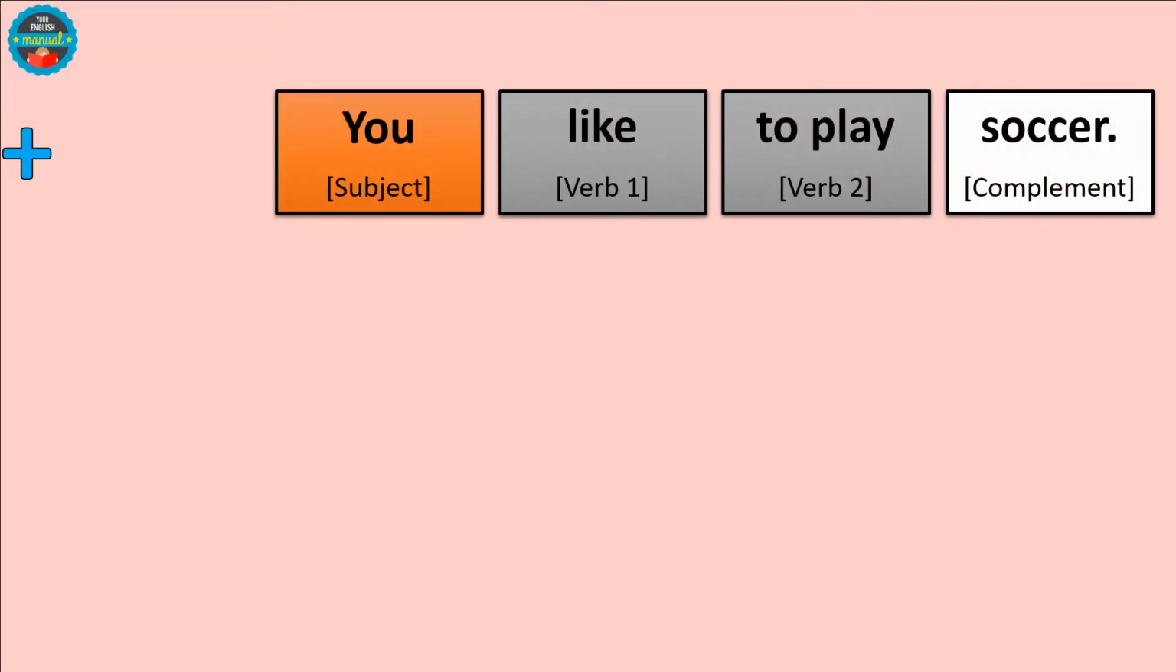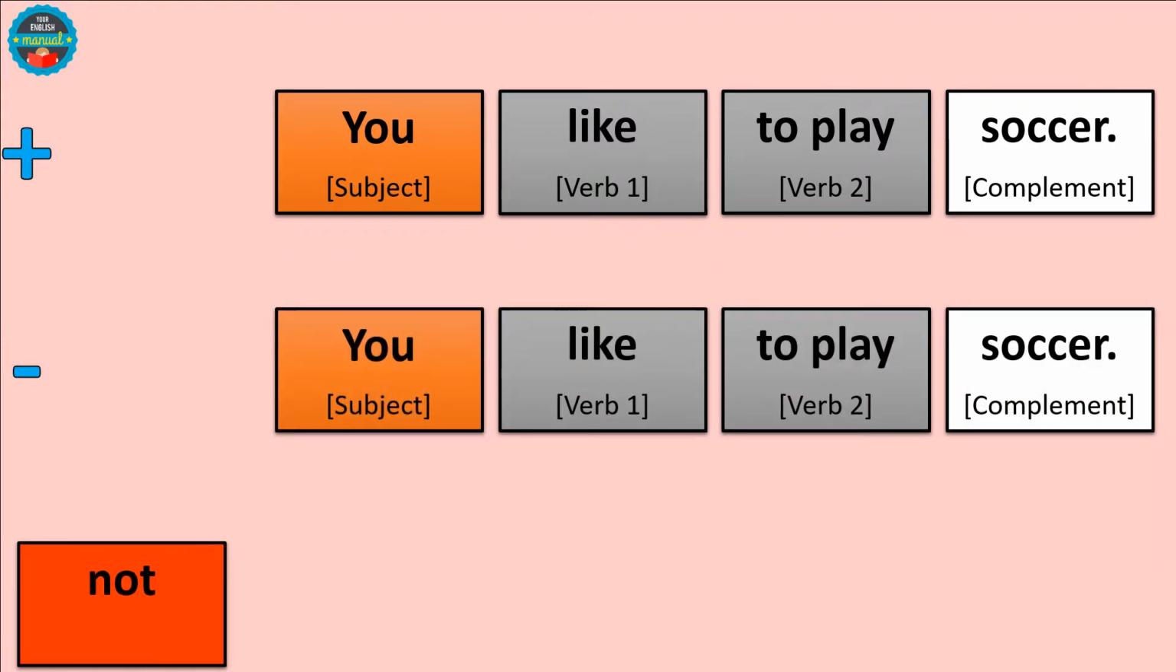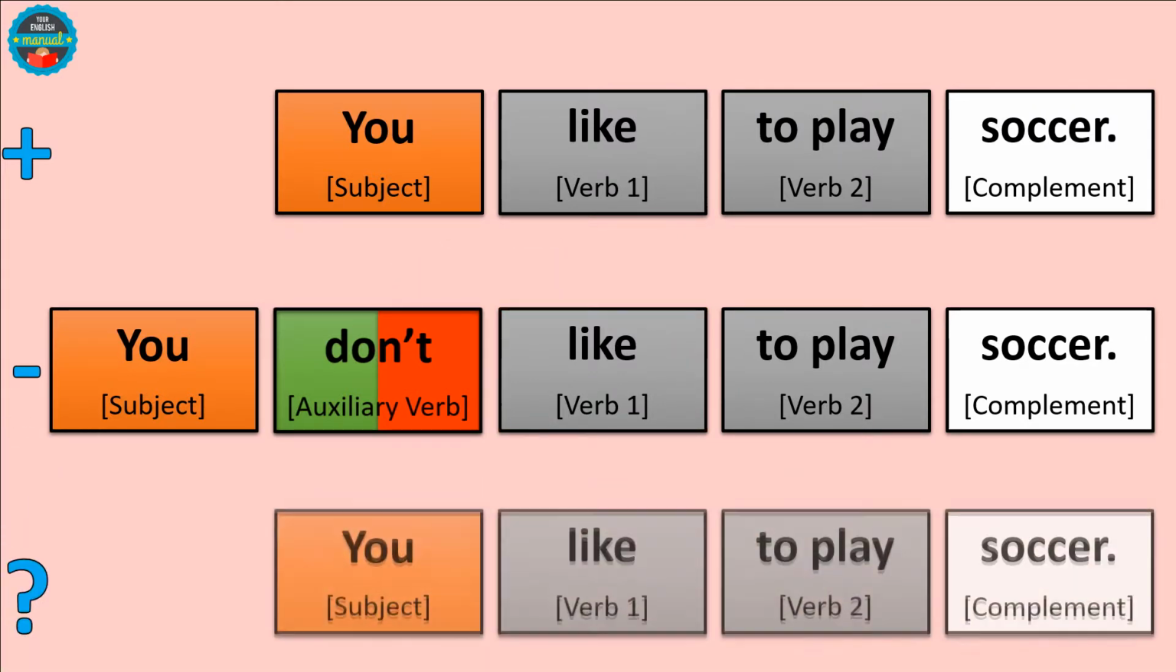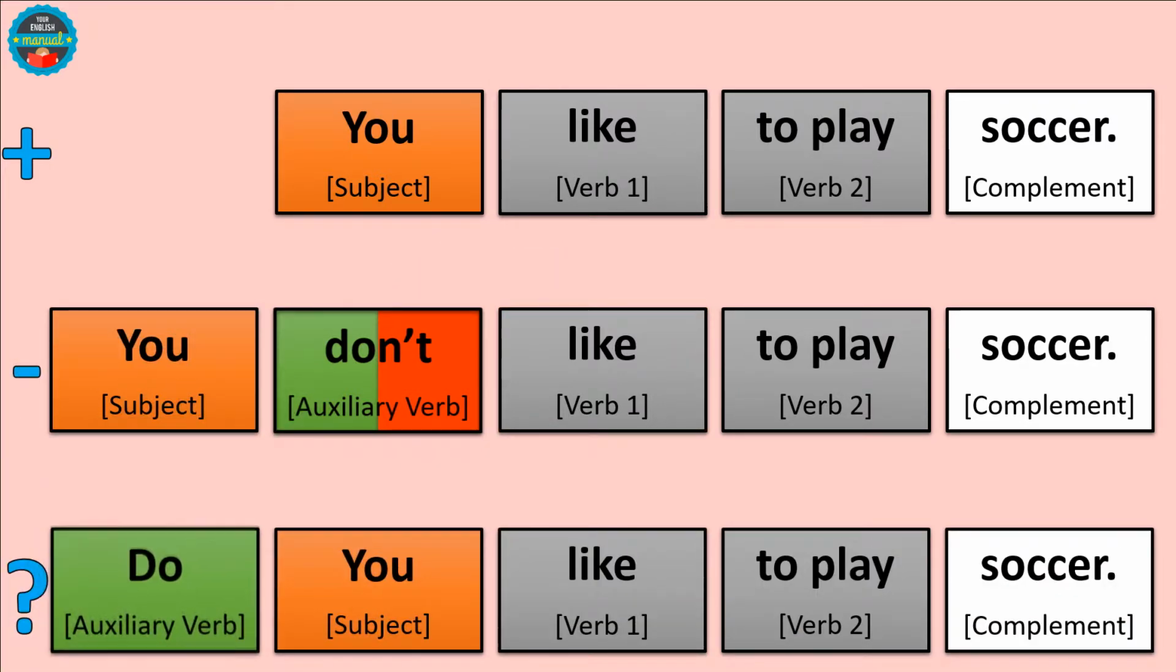Now pay attention. The first verb of the sentence is the one that will receive the auxiliary verb to transform the sentence into the negative or interrogative, okay? So much so that the negative of the sentence, you like to play soccer, is you don't like to play soccer. The word don't stays next to the first verb, which is like. And the question is, do you like to play soccer?